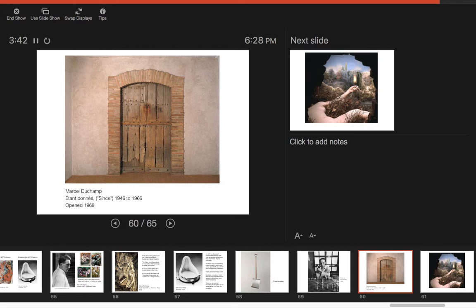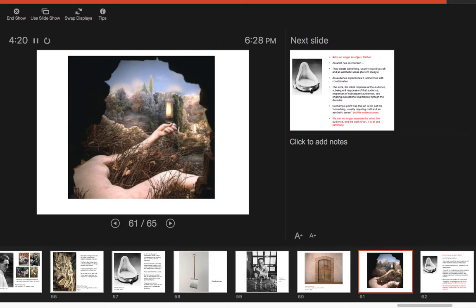From 1946 to 1966, so 20 years. And he donates it to the Duchamp collection at the Philadelphia Museum of Art, and it opens in 1969. You walk into this little room, it's about this big on four sides, a wooden door, and you lean up against it, and right here are two eye holes. And anybody seen it? You look in there, and there's a mannequin, which I'm not showing you all of.